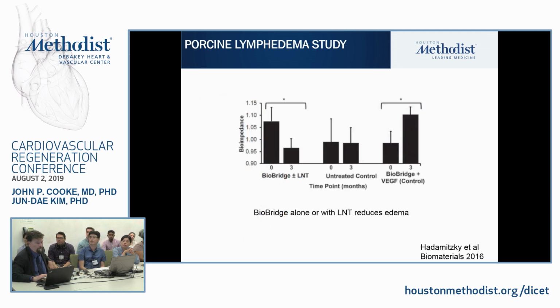density. And when we looked at the fluid in the limb, the fluid was reduced in those animals that got the BioBridge plus the lymph node transfer. The untreated control didn't change much. This was curious. We don't understand this, but it might be due to the fact that when we absorbed VEGF onto the BioBridge, there was no gradient. With the lymph node, there was a gradient.